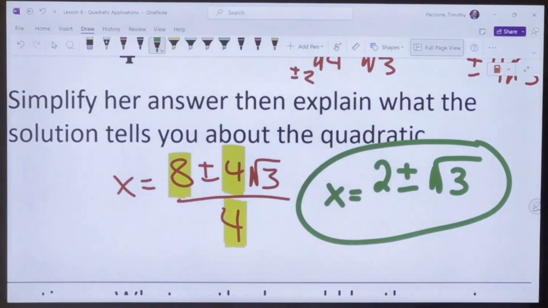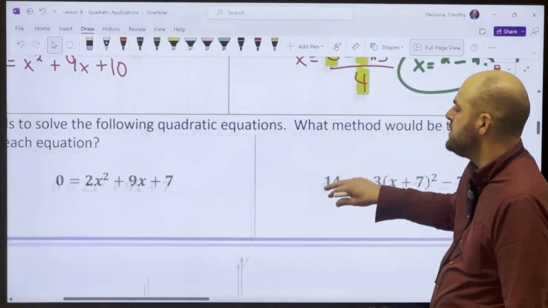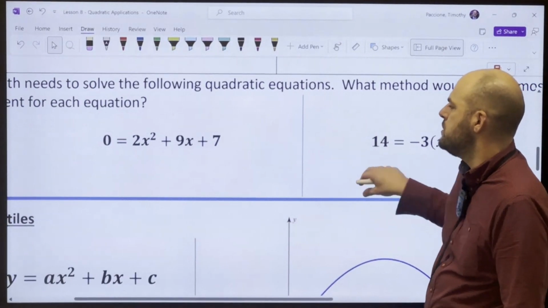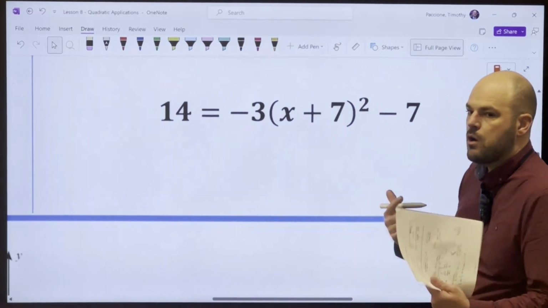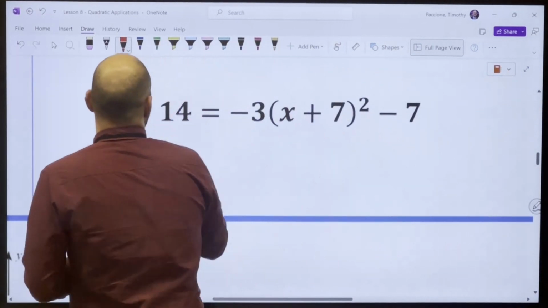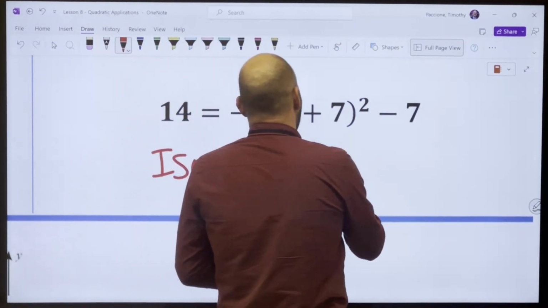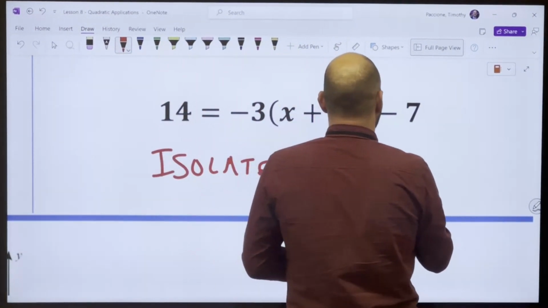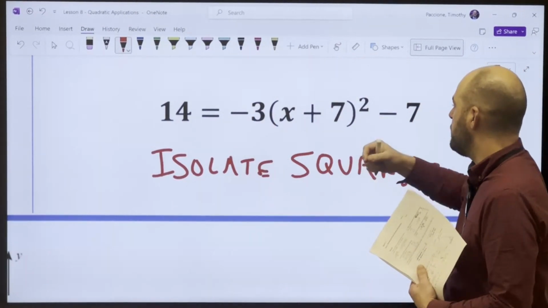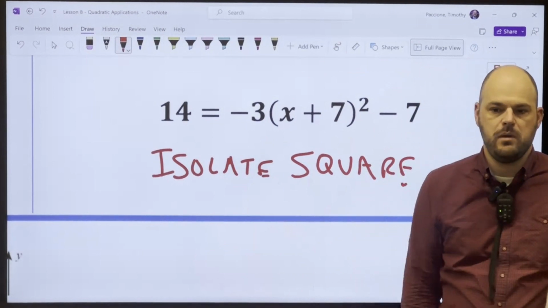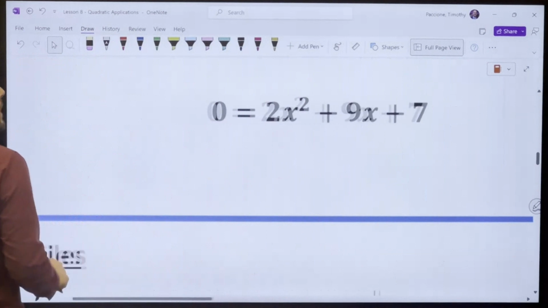Okay? All right, last couple. It didn't ask you to do these. It just said, hey, what would you do? Let's talk about this one first. What form is this in? Vertex. So our only option there is isolate the square and then square root, right? I would move the 7 over, divide by negative 3, square root both sides, and that would be my answer, right?